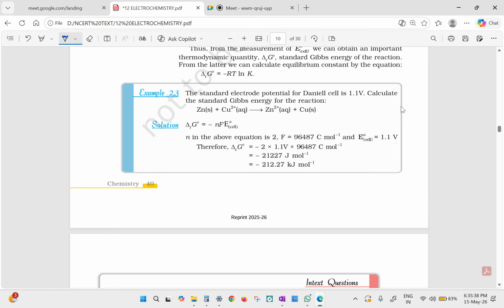Let us just take up this question. This is also a simple question. Any problem in this? Check example 2.3.